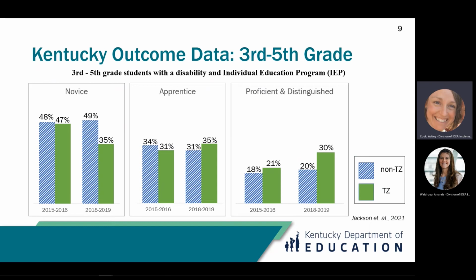but we did see that increase in the TZ school. And then we look at the proficient and distinguished category, we see that from 2015 to 2016, comparing that to the 2018-2019 outcome data, both the non-TZ school and the TZ schools had an increase, but the one we see in the TZ schools is a bit more significant, from 21% to 30%. So this data is from a quasi-experimental research design, and it was just published in 2021, looking at these effective practices in the classroom and the impact they may have on student outcome data.